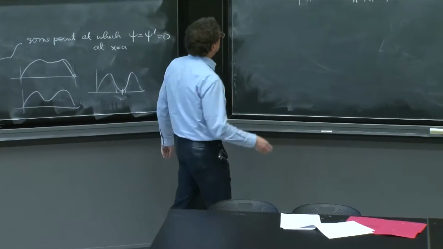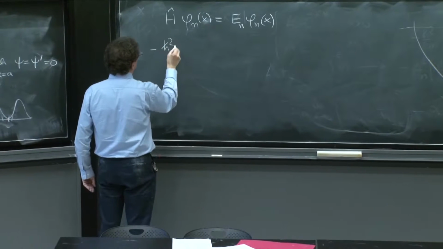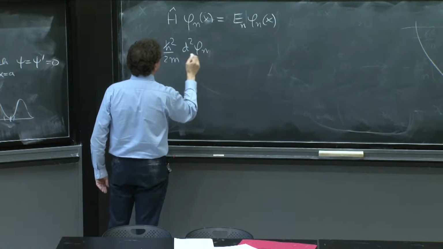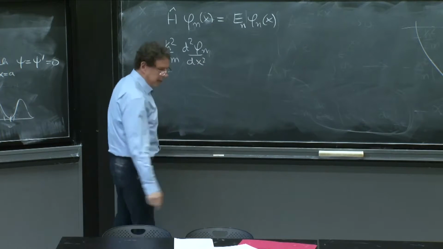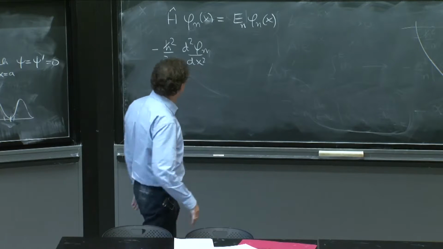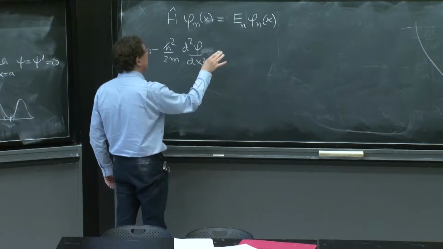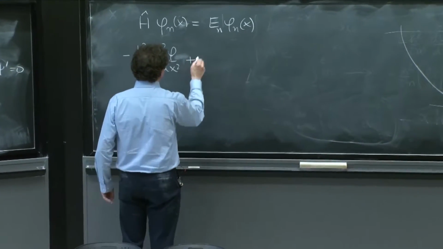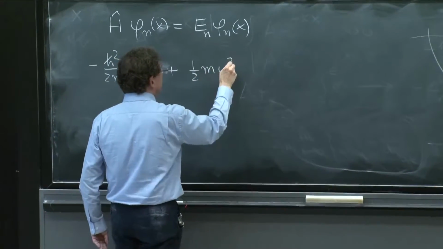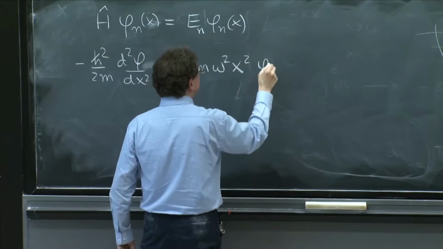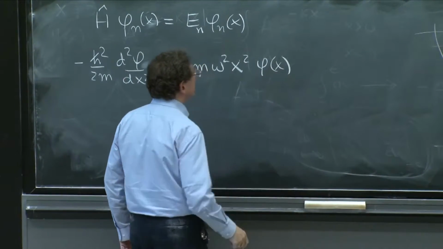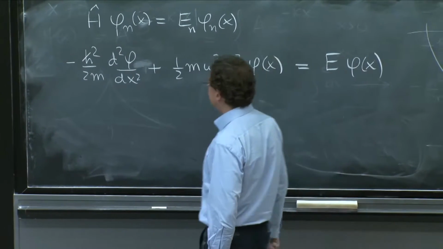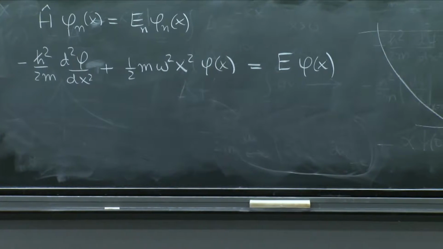So this is what we want to solve. We have minus h bar squared over 2m d second phi n dx squared. And I will probably forget about the labels. The labels will come later as we solve the equation. Plus V of x, 1/2 m omega squared x squared, phi of x is equal to E phi of x. Okay, this is the equation we want to solve.